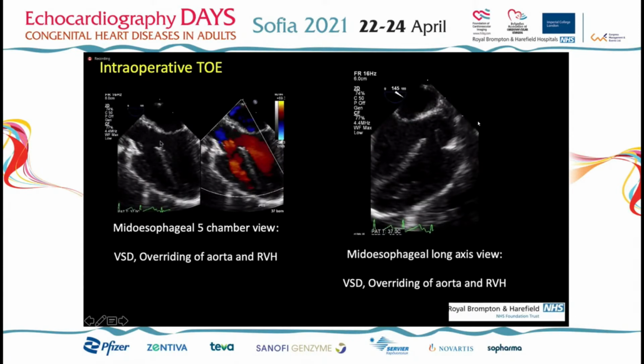So basically, overriding aorta with a large subaortic VSD, right ventricular hypertrophy with dilatation of the ventricle from different views. This is a mid-esophageal apical five-chamber view, and this is a mid-esophageal long axis view.